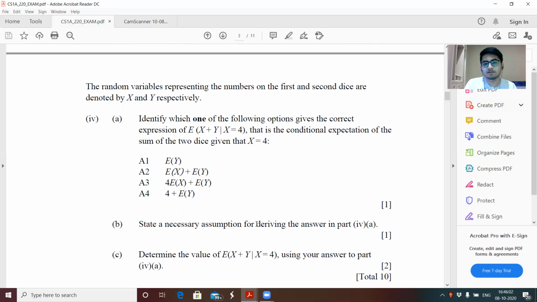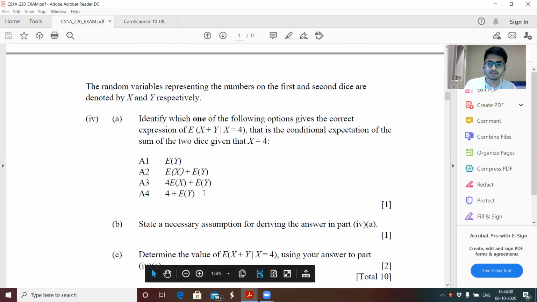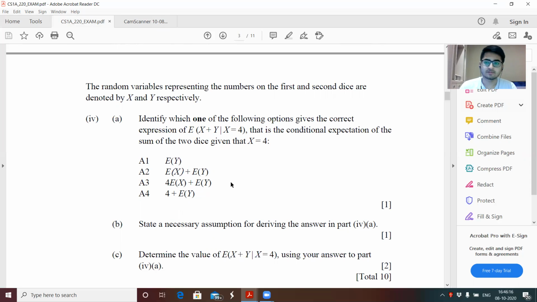State a necessary assumption for deriving the answers in part 4A. I assumed X and Y to be independent. Part C is to determine this value. Y is the number we get on the throw of a die, so its expectation is 1 into 1 by 6 plus 2 into 1 by 6, and so on, plus 6 into 1 by 6. This comes out to be 3.5. So 4 plus 3.5 is 7.5.